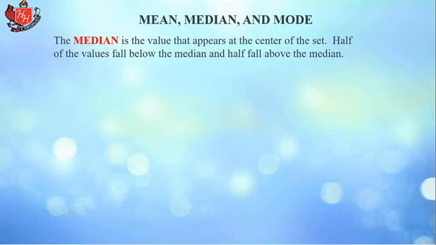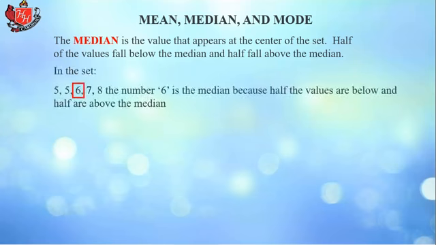The median is the value that appears at the center of the set. Half of the values fall below the median and half fall above the median. So if we have a set of 5 numbers, 5, 5, 6, and 7, the number 6 is the median because half the values are below and half are above. You have 2 numbers to the right of 6 and 2 numbers to the left of 6. When you have an odd number of numbers, in this case 5, your median is going to be one of the numbers in the set.